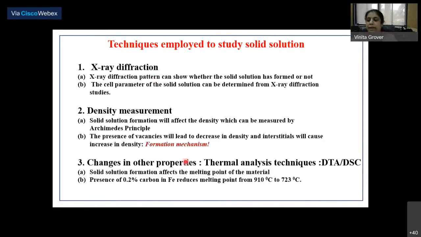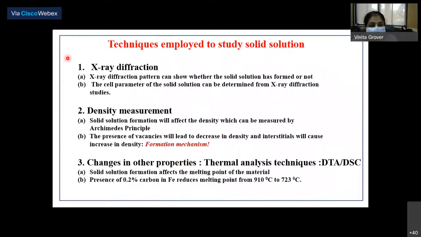Now, what are the techniques employed to study solid solution? Suppose I gave you two or three or four materials and asked you to mix them. You mixed them and heated them at high temperature, or by whatever method, high temperature or low temperature synthesis. You obtain something, and you now want to study whether you have got a solid solution or not, and if you have, how to quantify it.